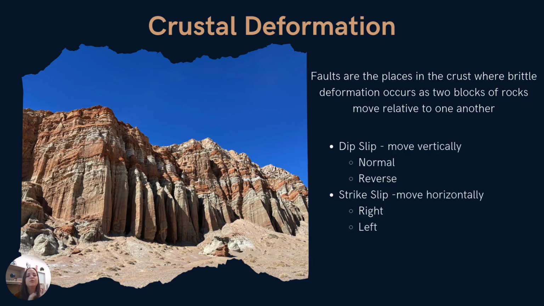Okay, we have two sectors or subgroups of faults, which are dip slip faults and strike slip faults. Dip slip faults move up and down or vertically, and they are our normal and reverse faults. Strike slip faults move horizontally or side to side, and those are left and right lateral.